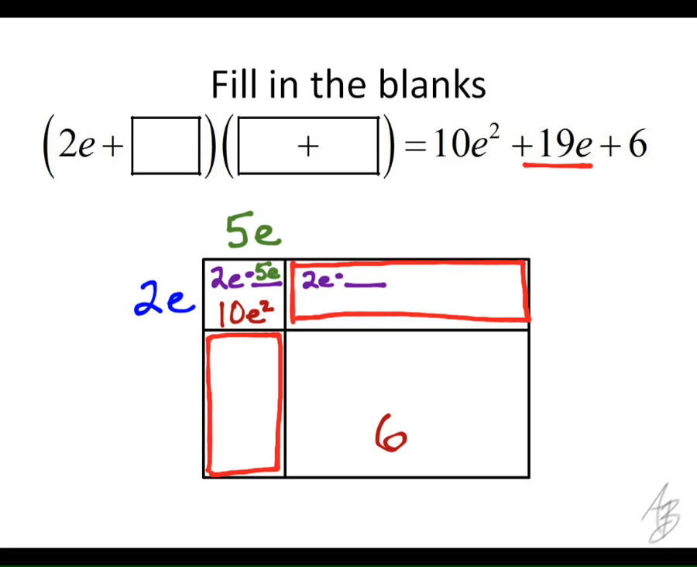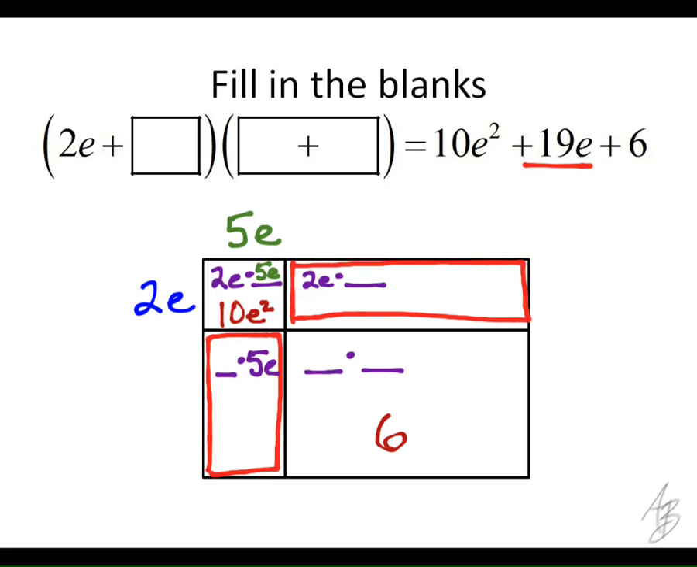Now, I know that this rectangle is going to be 2e times something, and I know that this rectangle is going to be what? 5e times something. So we're going to have something times 5e right there. So I'm going to write that in. Something times 5e. Now, the other thing I know is that I'm going to have two numbers here that are going to multiply together to get 6. So here I'm going to have something times something, and that's going to give me 6.